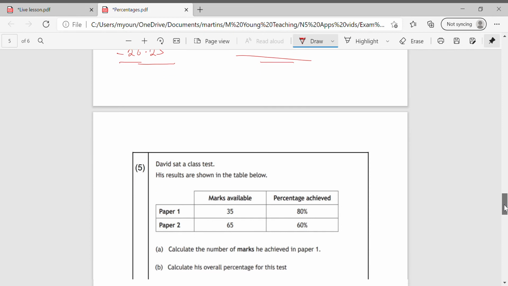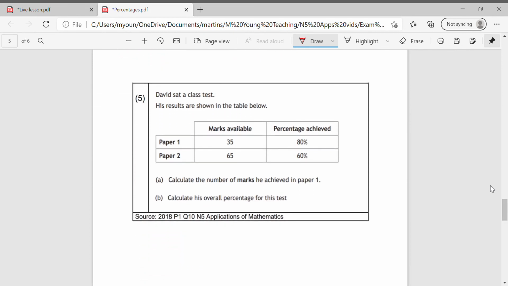Next one. David sat a class test. His results are shown in the table below. So in paper 1, the marks available were 35 and he got 80%. And in paper 2 it was 65 and he gets 60. Calculate the number of marks that he got in paper 1.